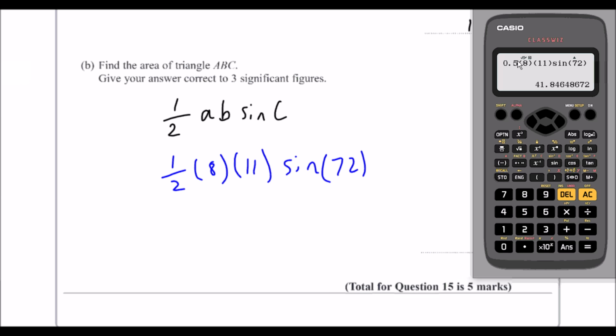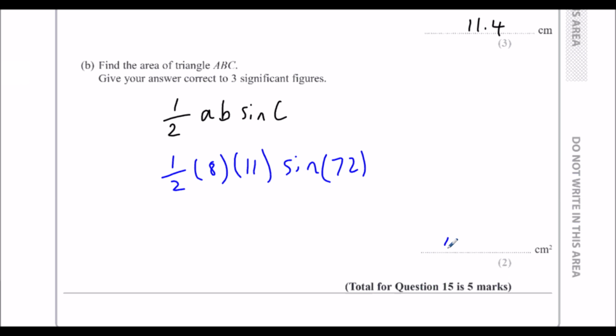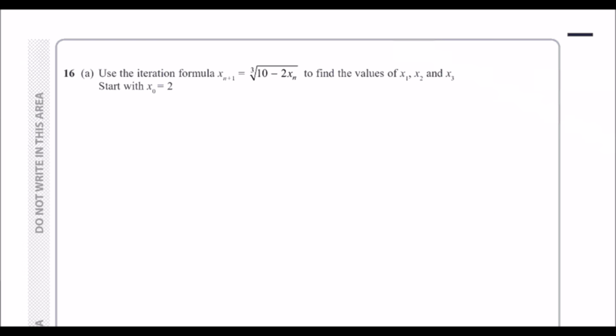Which is 41.8. So 41.8 centimeters squared. Question 16. Use the iteration formula. So the next term, x n plus 1, is the cube root of 10 minus 2 times the previous term. So that's the iteration formula to find the values of x1, x2, and x3, and start with x0 equals 2.